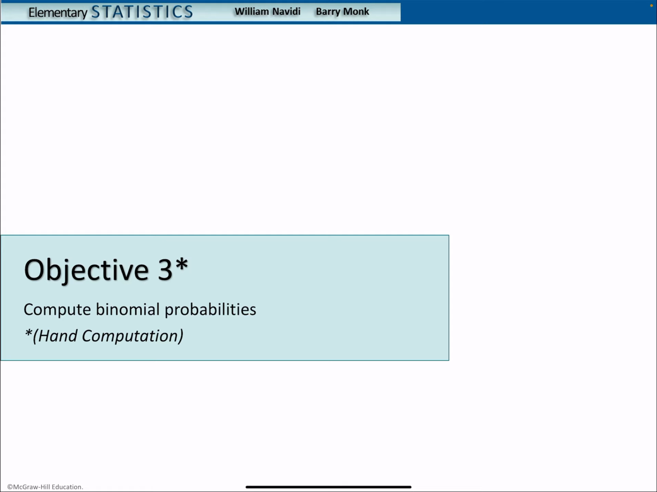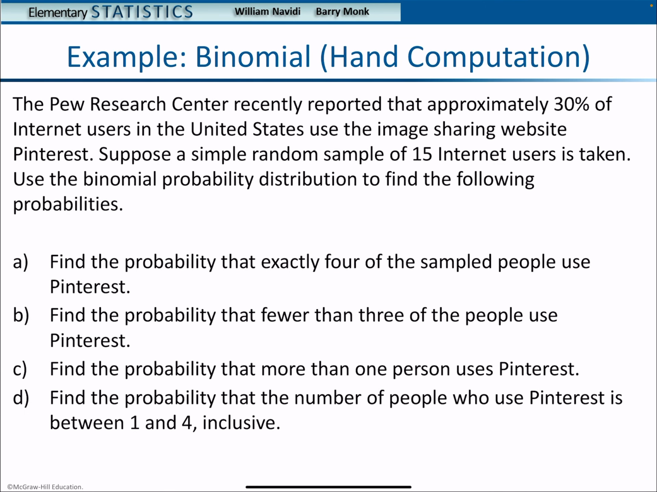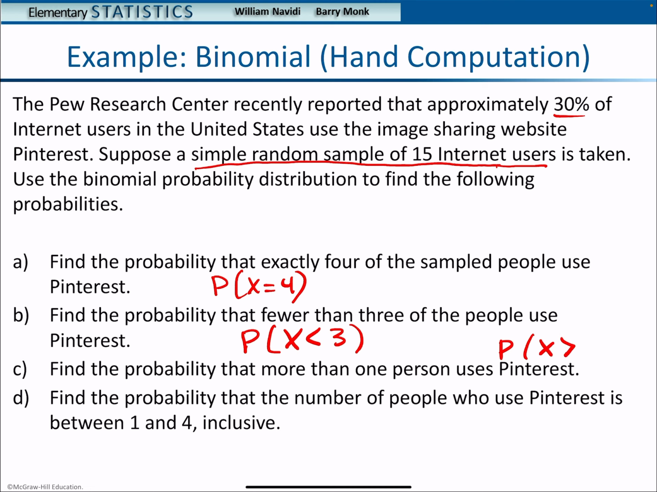Okay, objective 3. So we're going to go through hand computation. The Pew Research Center recently reported that approximately 30% of internet users in the United States use the image sharing website Pinterest. Suppose a simple random sample of 15 users is taken. Use the binomial probability distribution to find the following probabilities. Find the probability that exactly 4 of the sampled people use Pinterest. Find the probability that fewer than 3 of the people use Pinterest.